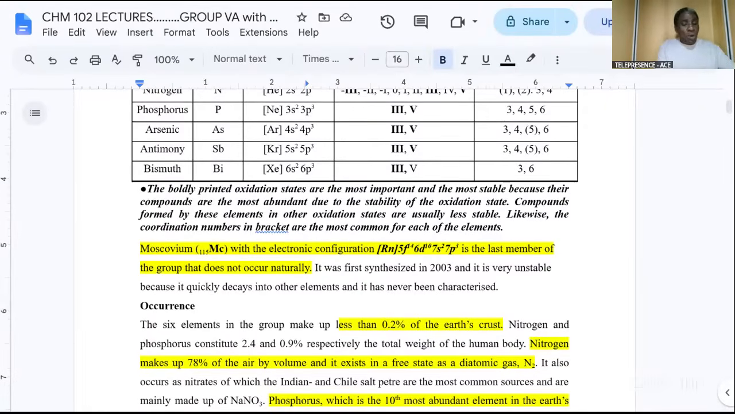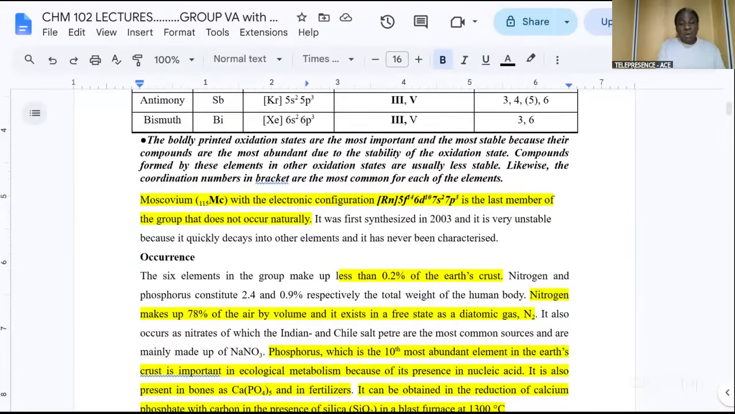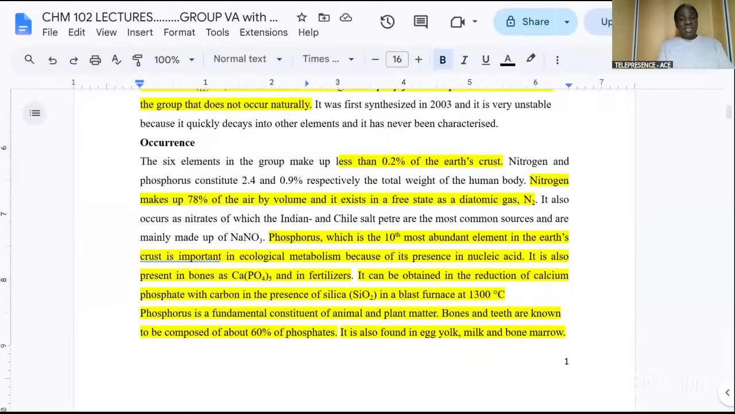Like it has occurred in virtually all the group 3, 4, and 5s, you always see that there's a member of that group that has a very, very short lifespan. We call it half-life. In this case, for group 5 elements, it is Moscovium. As for occurrence, you can see here that the 6 elements in the group make up less than 0.2% of the Earth's crust.